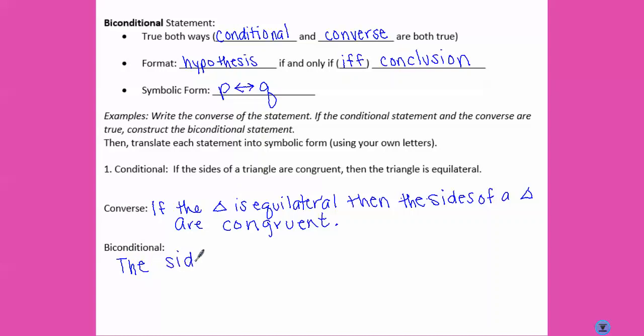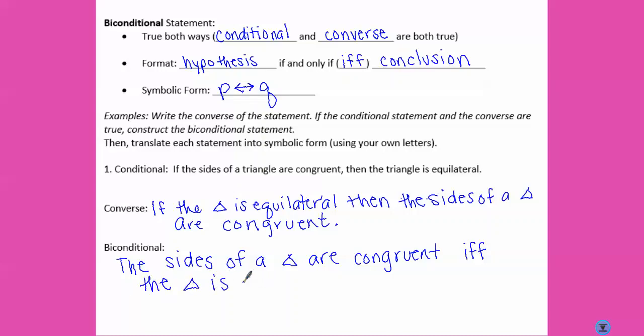The sides of a triangle are congruent if and only if, which I'm going to abbreviate IFF, the triangle is equilateral.